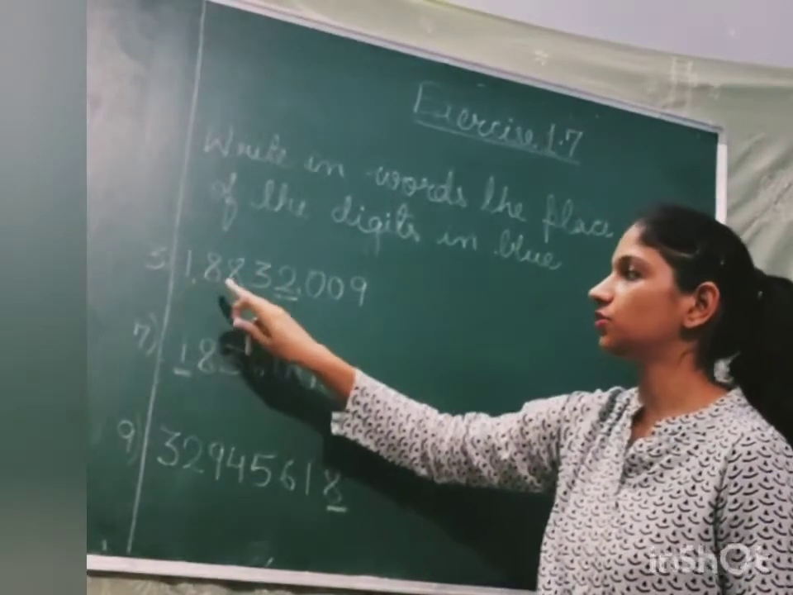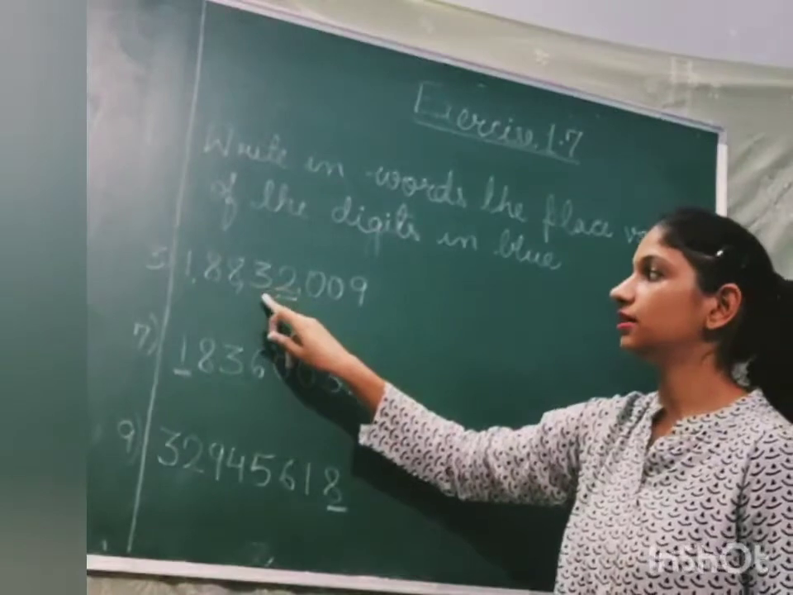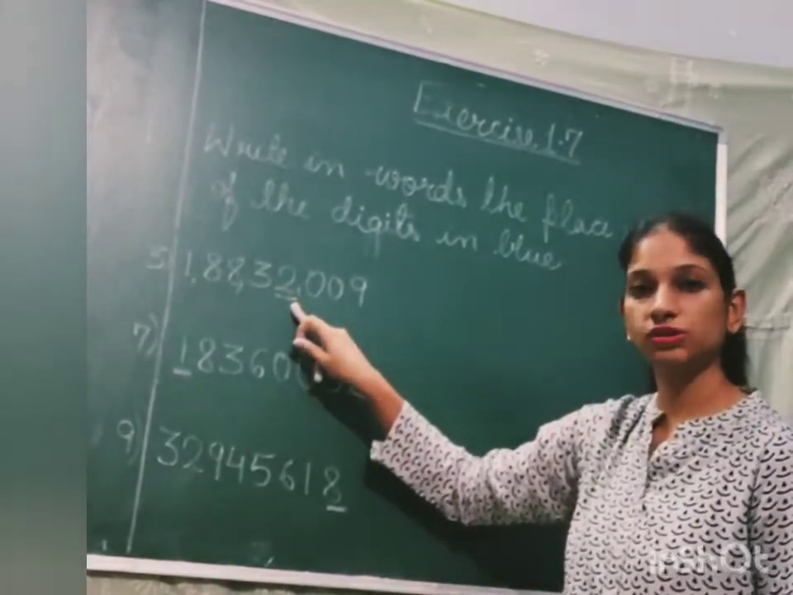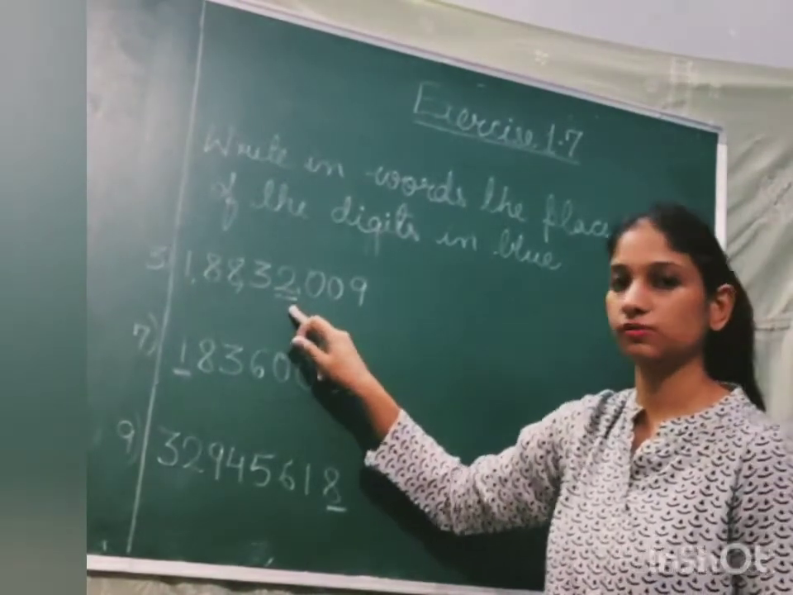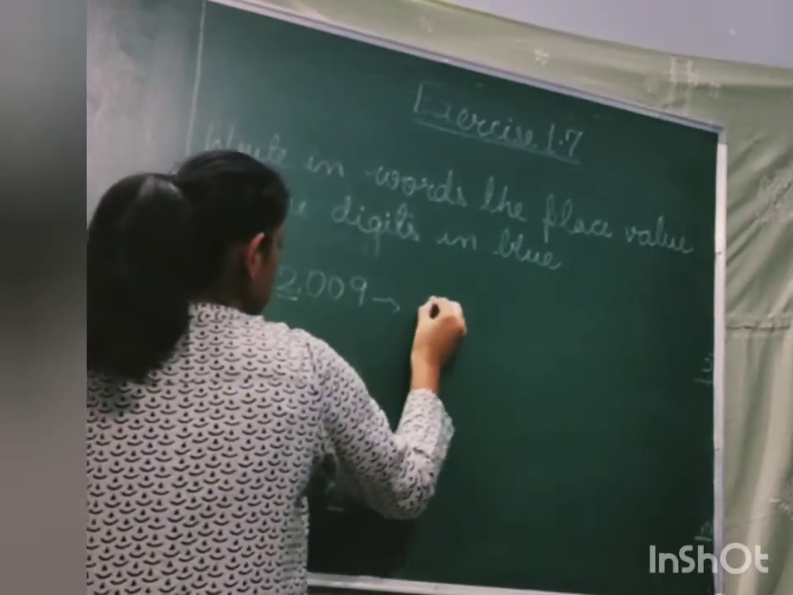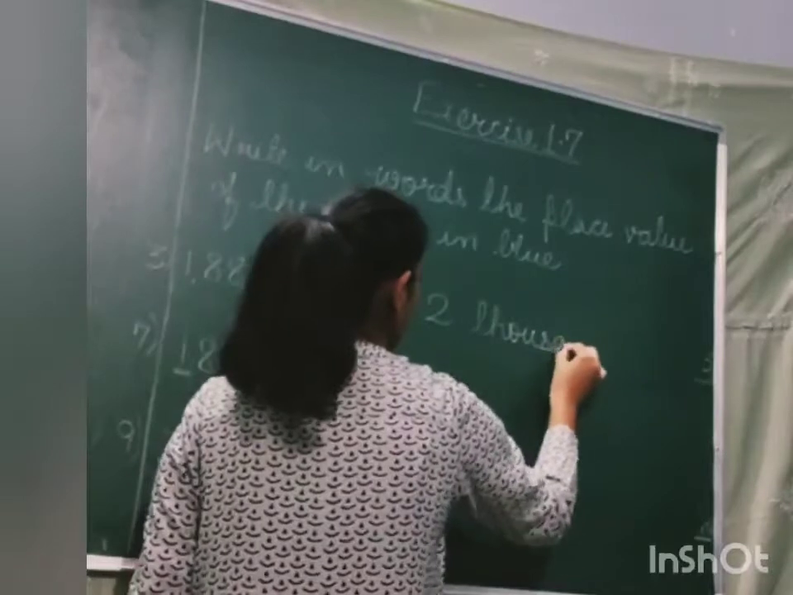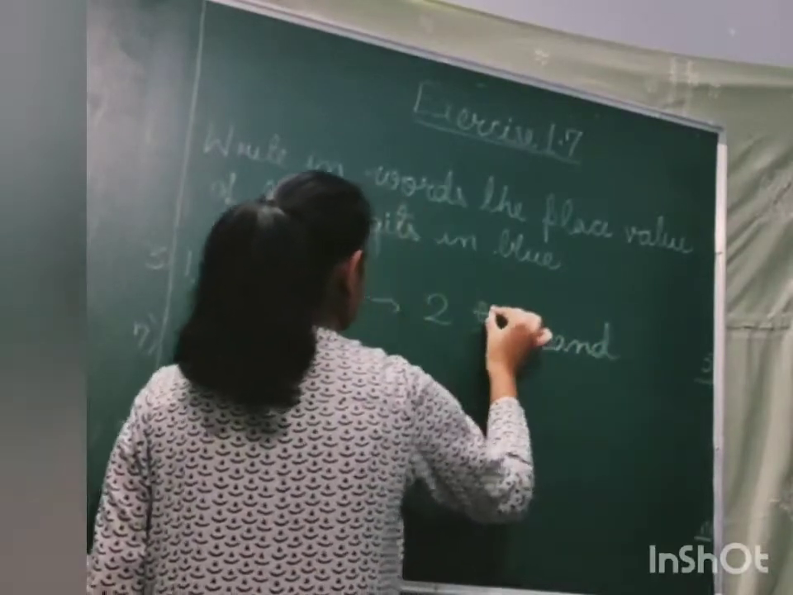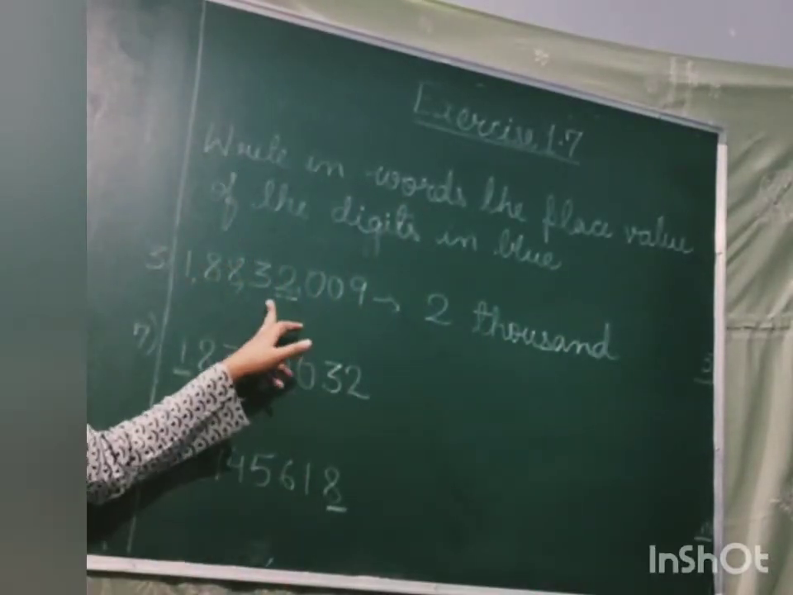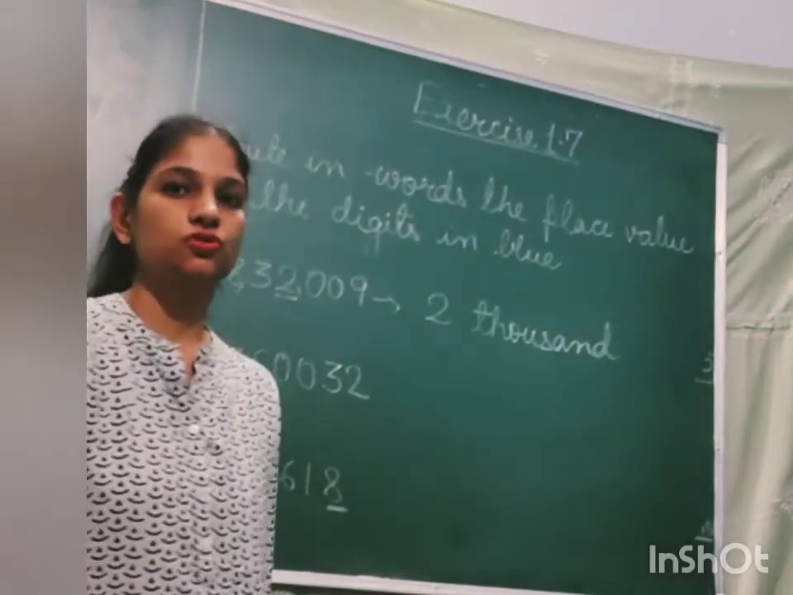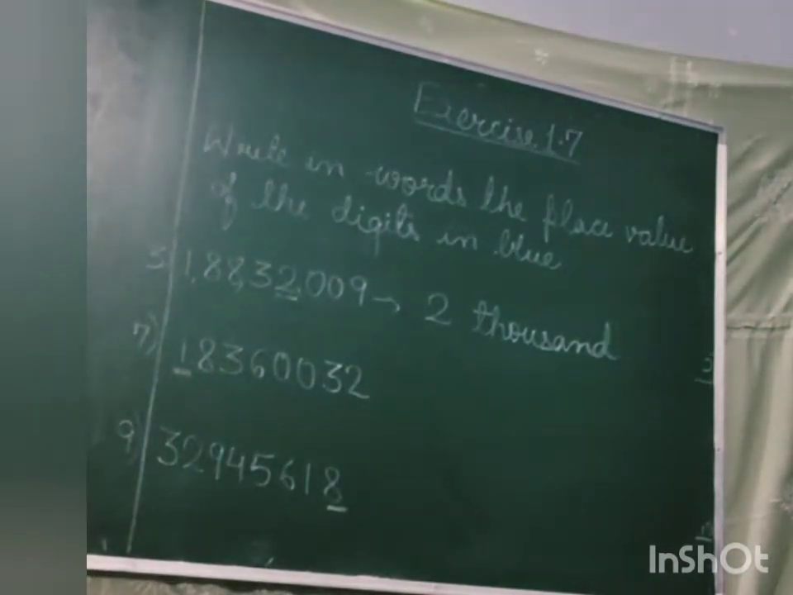So this is 1 crore 88 lakh 32,000. So this is basically 2,000. So what will you write here? 2,000. Okay, 2,000. This is the place value of 2. What is the place value of 2? 2,000. Okay.